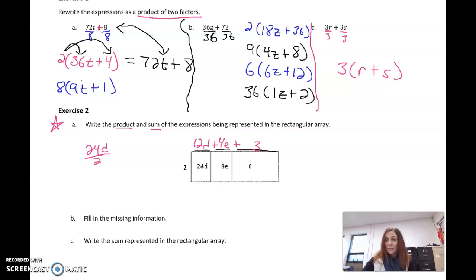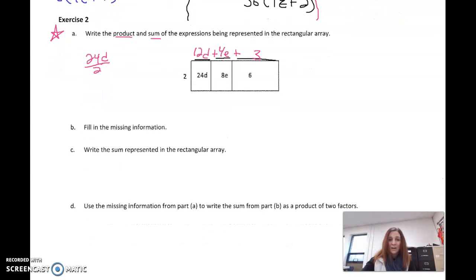Okay. Why? Well, we're going to get to that down here. Well, we kind of know why, right? We figured out the area for each block. And I should have said that earlier. I'm sorry, guys. We were figuring out the area. If the area is 24D, well, 2 times 12D equals that.